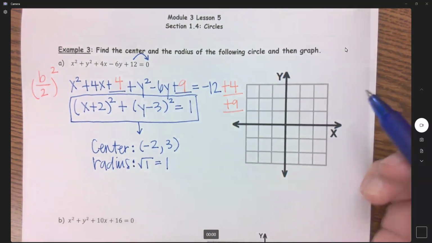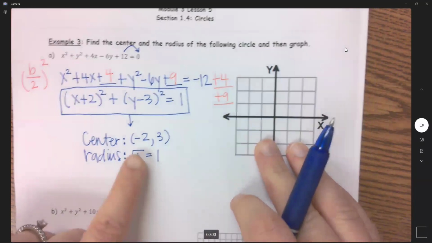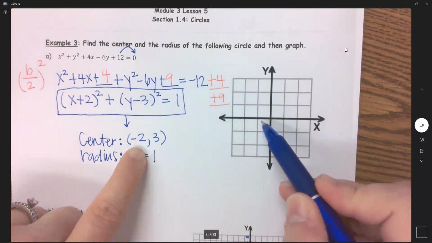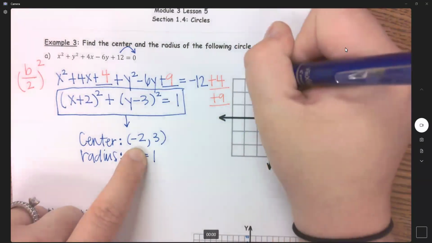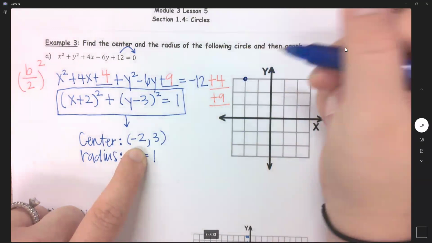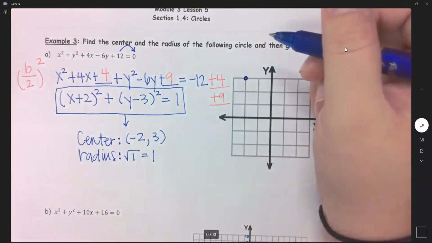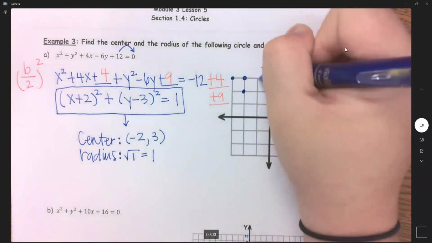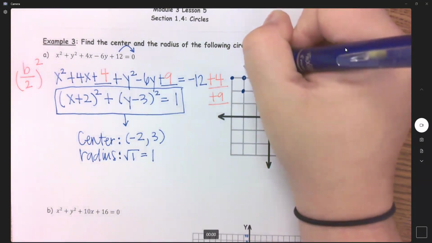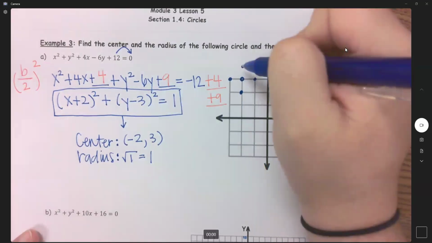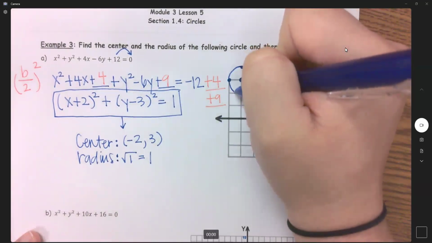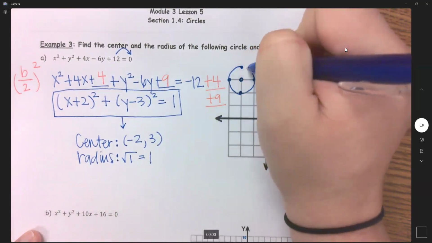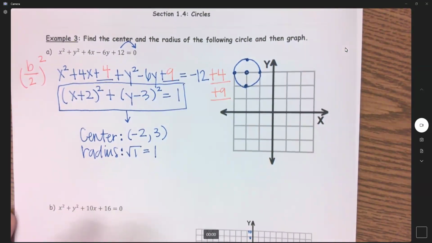So now let's graph this. And this graph isn't the best one, so we'll make do. We've got negative 2, 3. Here's my center. So I need to go up, down, left, and right 1. Well, I can go down 1, left 1, right 1. Go the best up 1 you can. And so here is my little baby circle. Well, it's actually a pretty good circle.